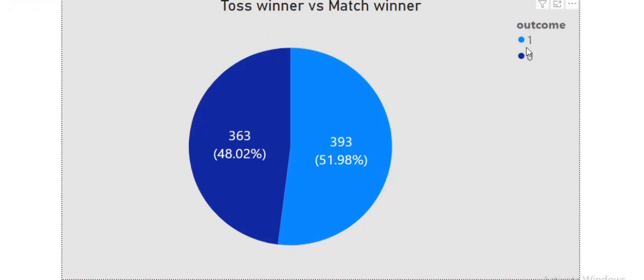From the outcome, light blue is for 1, basically when the team wins the match, and 0 is for losing the match. Here we can see that when the team wins the toss, there is a probability of 51.98, around 52%, of winning the match. On the other side, when the team loses the toss, the probability of winning the match is 48%. So there is a slightly higher possibility of winning the match.